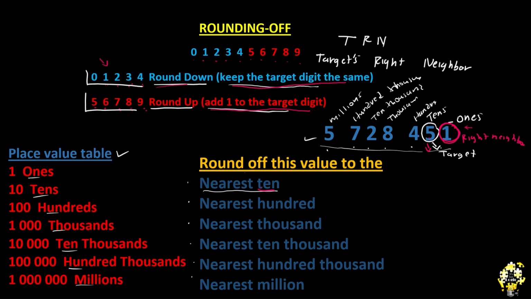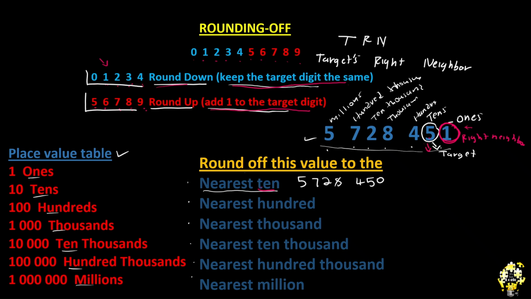It's a 1. So since it's a 1, what does it say? It says keep the target digit the same. So we are simply going to keep it the same. We are going to round down by keeping the target the same, meaning that when we are rounding it off to the nearest 10, it's going to be 5,728,450. We have rounded it down, or we have kept the target the same.